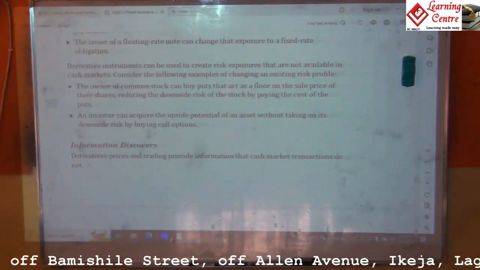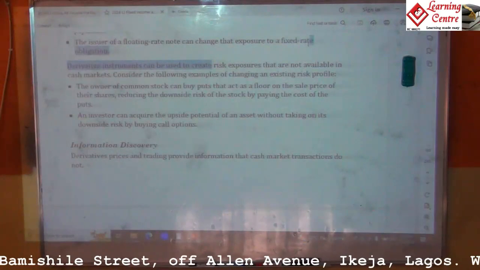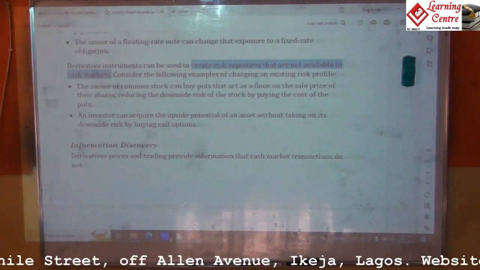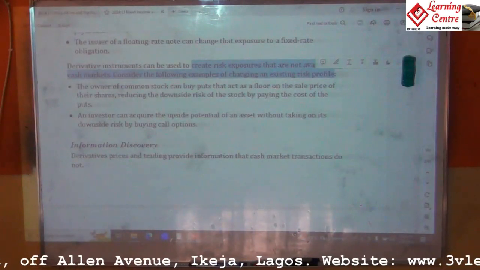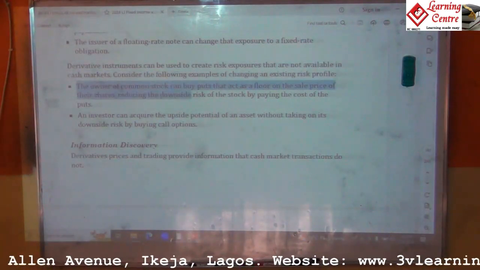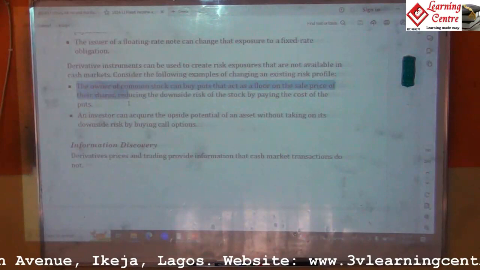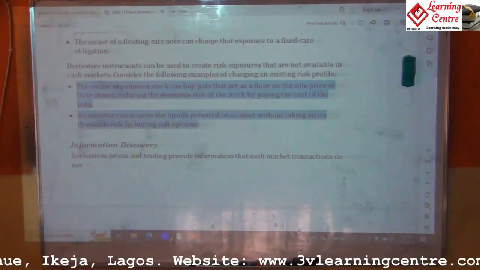Okay, derivative instruments can be used to create risk exposures that are not available in cash markets. Consider the following examples of existing risk profiles. I don't want to bore you with all these things, but we don't really need it.